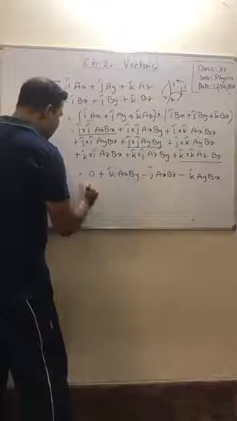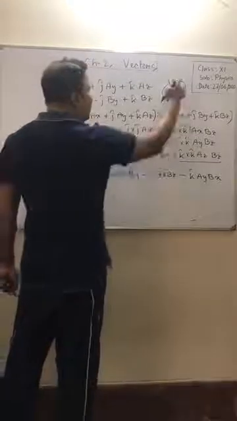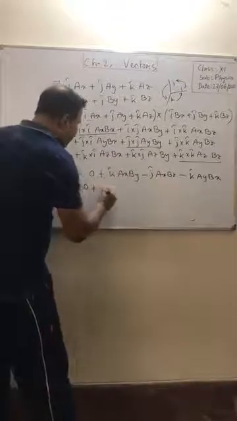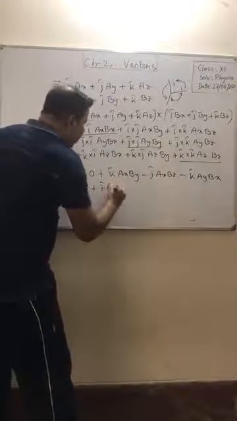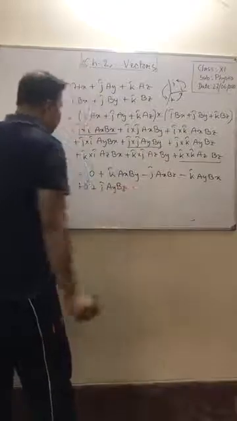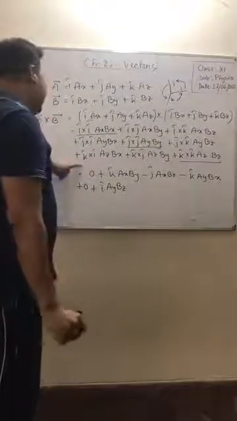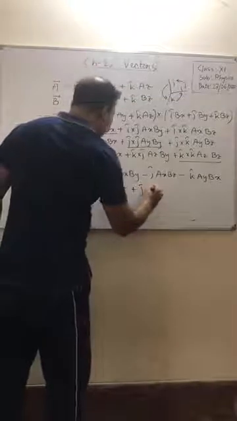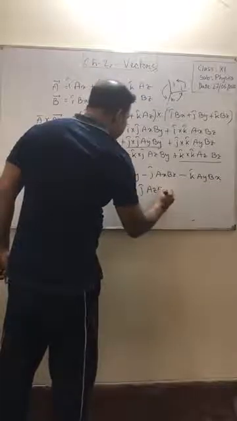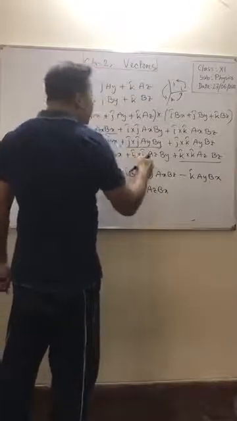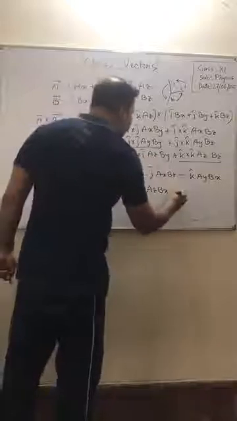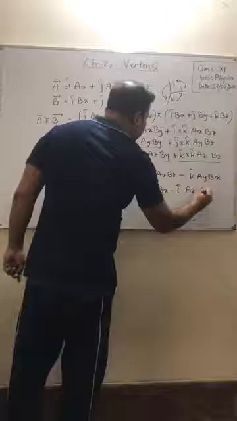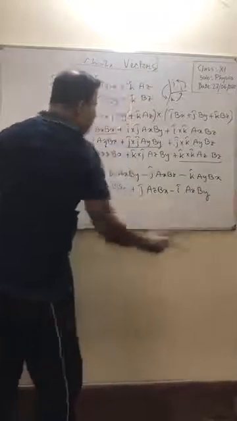Okay, plus 0. Then j cross k means anti-clockwise. That will be fine. j cross k equals i Ay Bz. Again comes k cross i. k cross i is anti-clockwise, is fine. That means j, we can write Az Bx. k cross j, not j cross k, so it is minus i Az By. Do you understand this one?